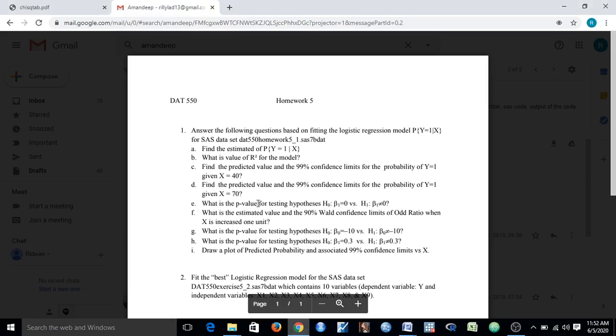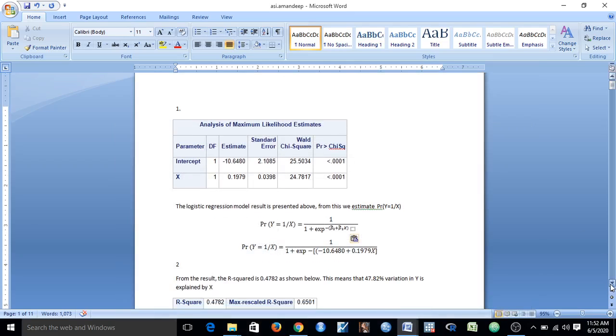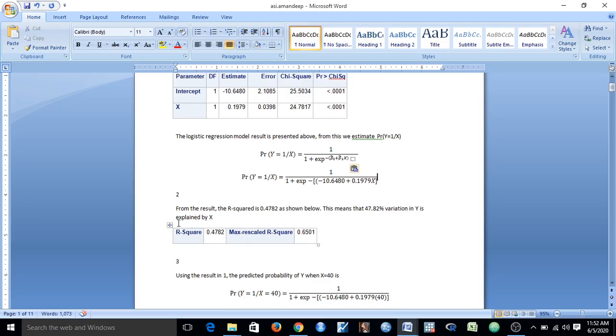Then for question 2, they say what is the R squared of the model? R squared of the model is automatically calculated by SAS, and so the result here from SAS says that the R square is 0.4782. Even though for a logistic regression model, we should be very careful in interpreting the R square. So the R square is not valid like the R square in the linear regression that we have. That's the R squared of the model.